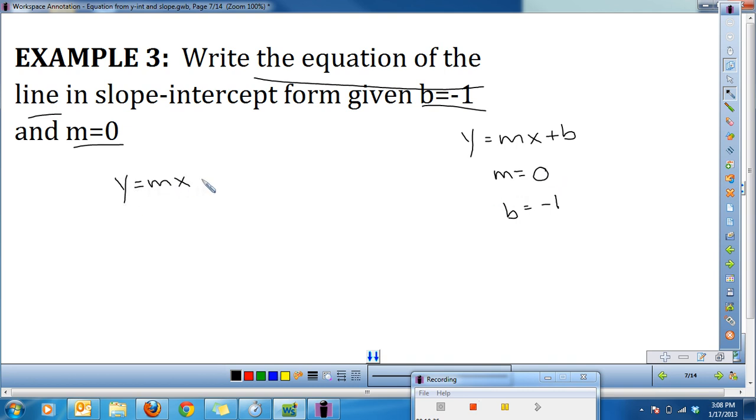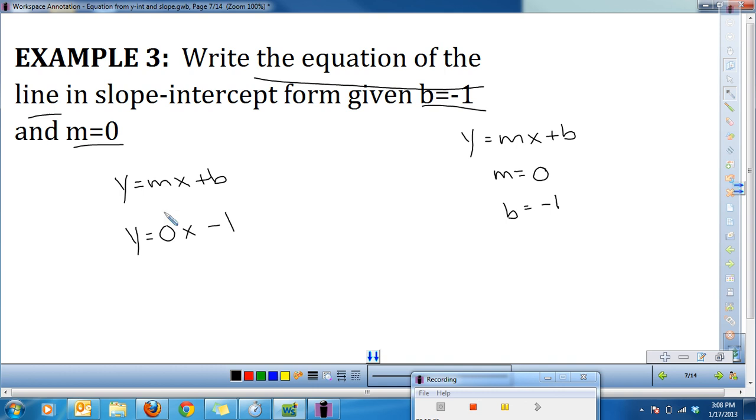I know I want it to look like y equals mx plus b. Y is going to stay. My m is 0. X stays. My b is -1. And we just realized we don't want to write plus -1. We're just going to write -1.